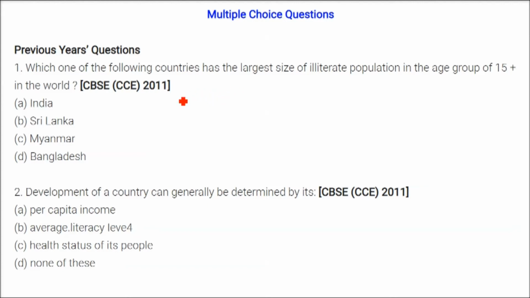Multiple choice questions. Which one of the following countries has the largest size of illiterate population in the age group of 15 plus in the world? The answer is Myanmar. Now, development of a country can generally be determined by its per capita income, its average literacy level, and health status of its people, or none of these. Because only one option is being asked, we will give per capita income.